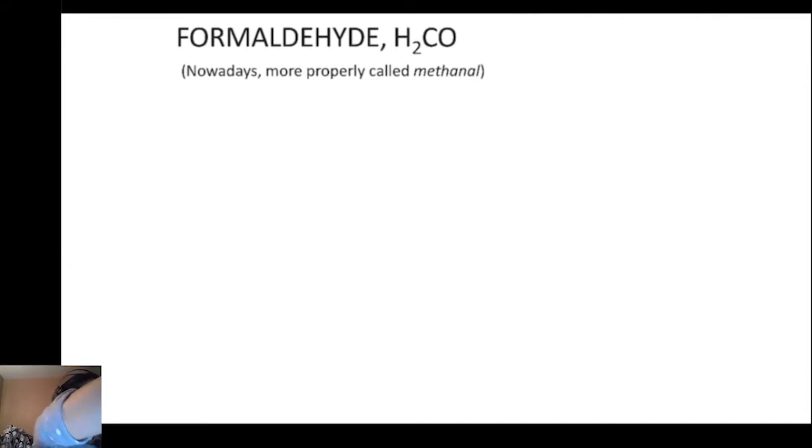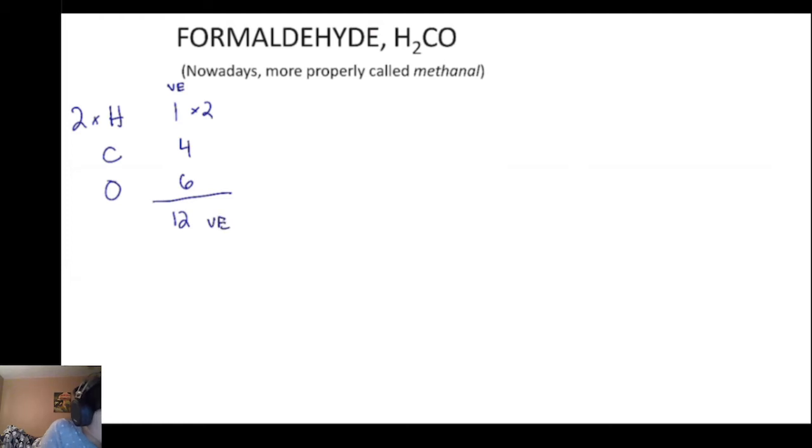Now I will show you an example where the central atom isn't as straightforward. This formaldehyde, in organic chemistry when you learn naming convention, is also called methanal, not methanol, methanal. Again, let's take inventory. We have hydrogens, 2 of them, a carbon, and an oxygen. Hydrogen has 1 valence electron, but there's 2 of them. Carbon has 4, oxygen has 6. So in total, there are 12 valence electrons here.